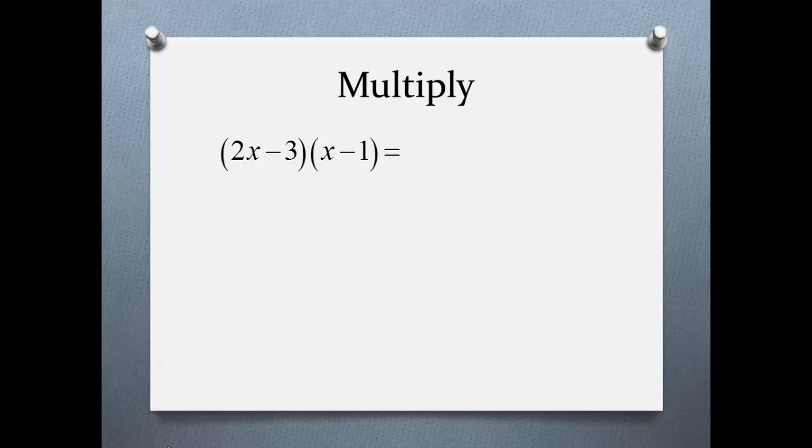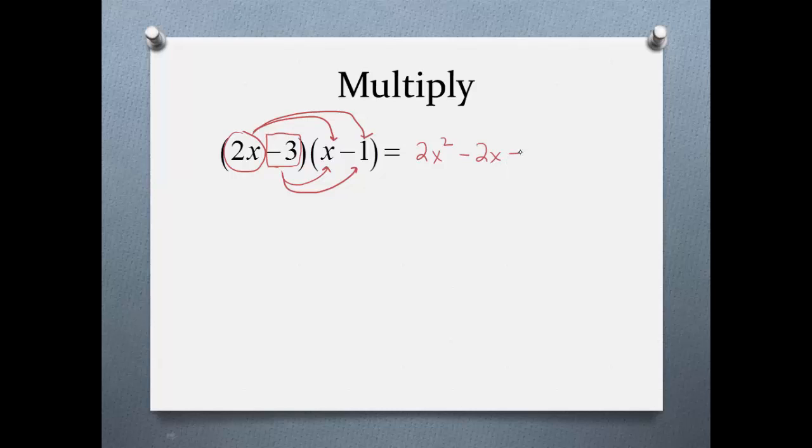Okay, let's look at one more binomial. So if I take this first term and I multiply it by both terms in the second set of parentheses, 2x times x is 2x squared, and 2x times negative 1 is negative 2x, or minus 2x. Then I'm going to come back and I'm going to take this second term, the minus 3, and now I'm going to multiply it by everything in the second set of parentheses.